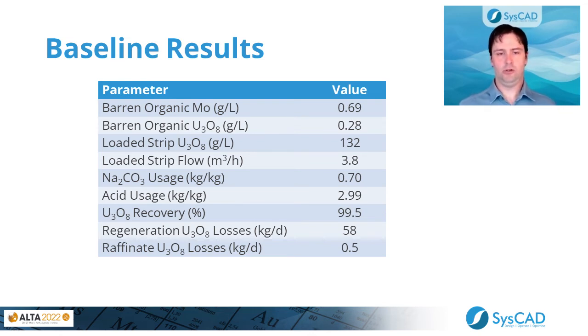And the loaded strip flow, which is based on the O to A ratio that you set up in your stripping circuit. And then we also calculate things like reagent usage, U3O8 recovery. Key thing to note is that the U3O8 losses in regeneration are predicted to be much higher than that in raffinate, which is expected.